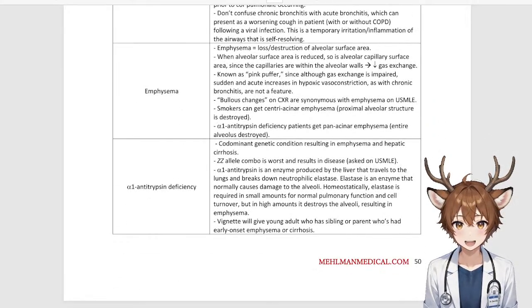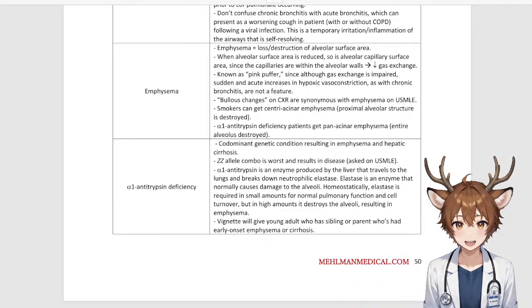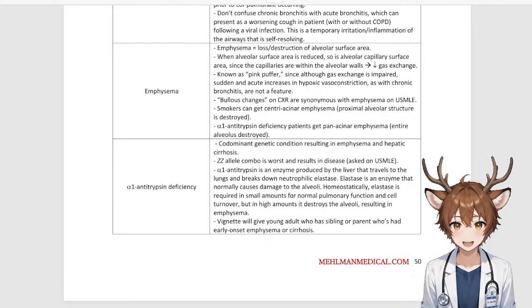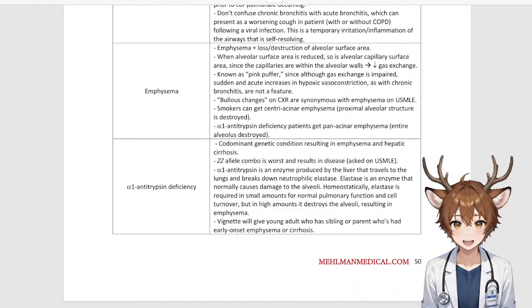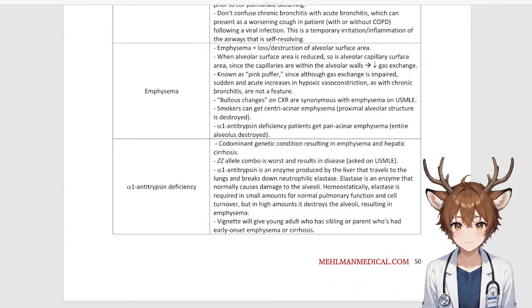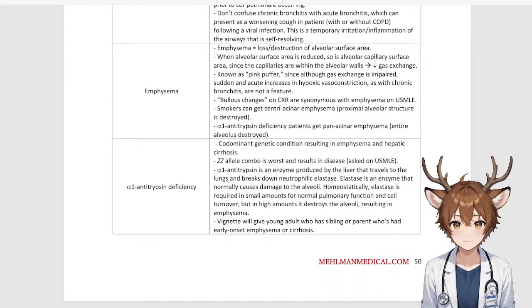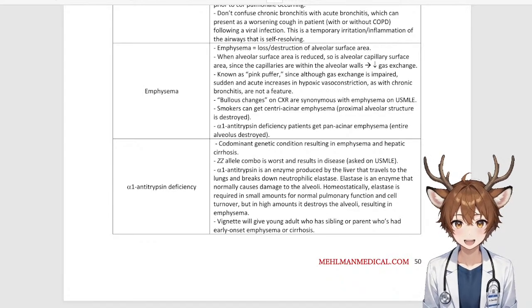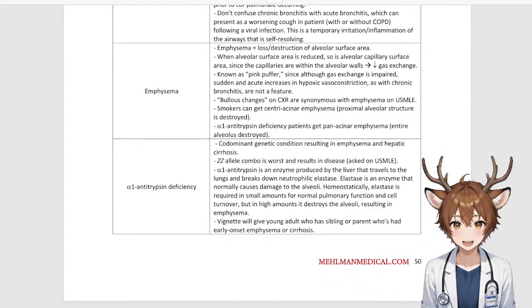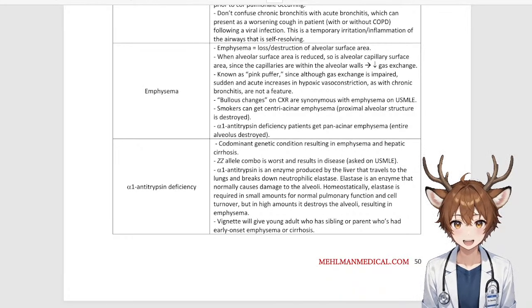What about emphysema? Emphysema is the loss or destruction of alveolar surface area. When alveolar surface area is reduced, so is the alveolar capillary surface area. Since the capillaries are within the alveolar walls, there's a decrease in gas exchange. Known as a pink puffer, since although gas exchange is impaired, sudden and acute increases in hypoxic vasoconstriction, as with chronic bronchitis, are not a feature.